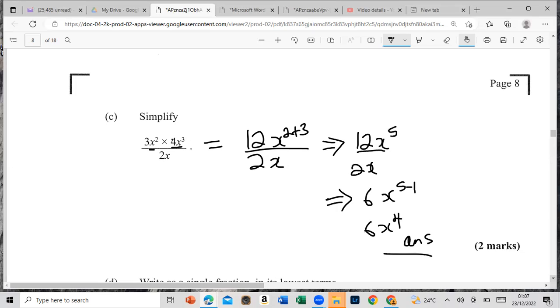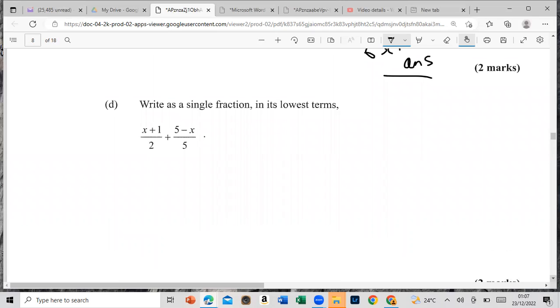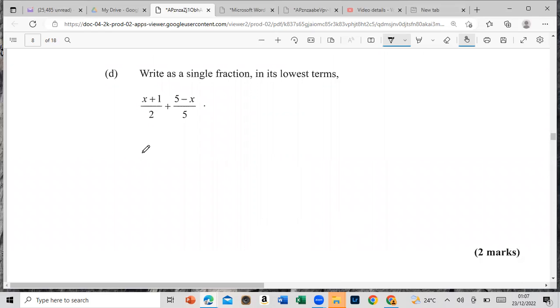Let's move on. It says write as a single fraction in its lowest terms. So let's find the LCM of 2 and 5, which is 10. 2 into 10 goes 5 times, so we're going to multiply both terms by 5. 5 times x, that's 5x. 5 times 1, that's 5. And we'll do the same thing with the other fraction. This time 5 into 10 goes 2 times. 2 times 5 is 10. 2 times x is minus 2x.